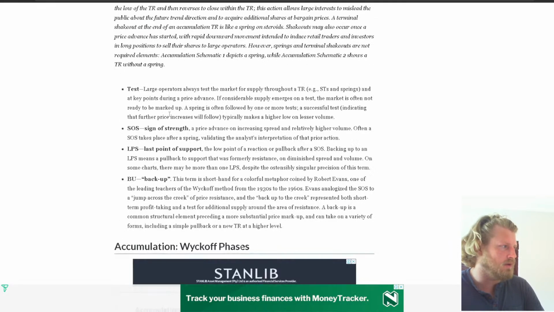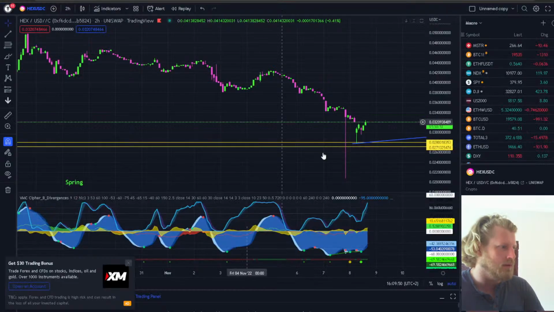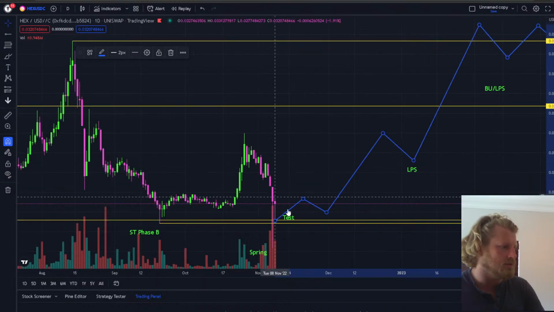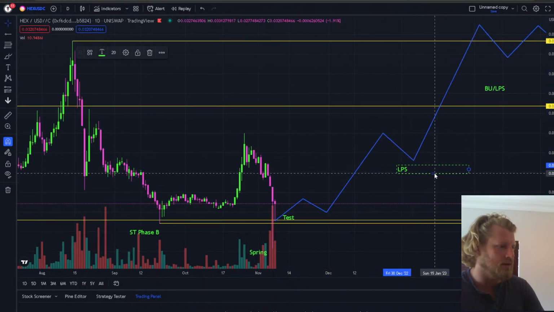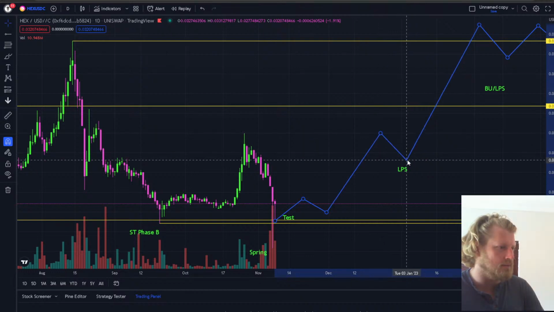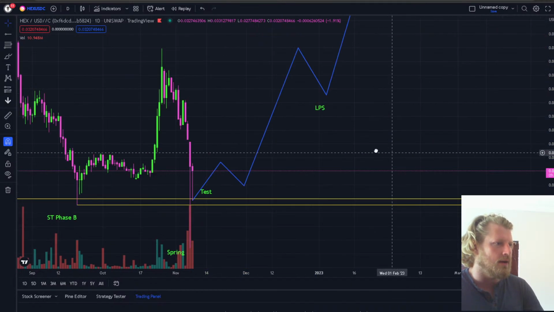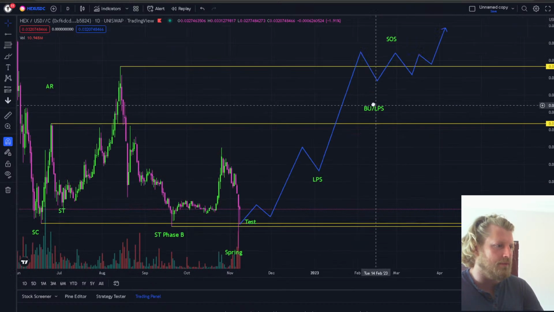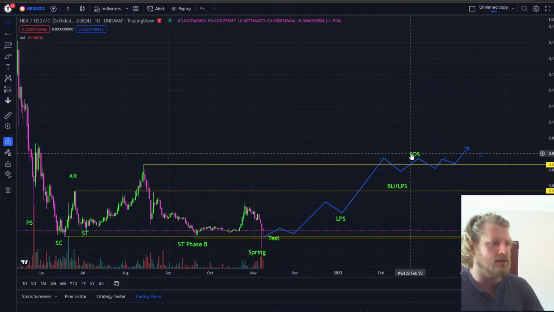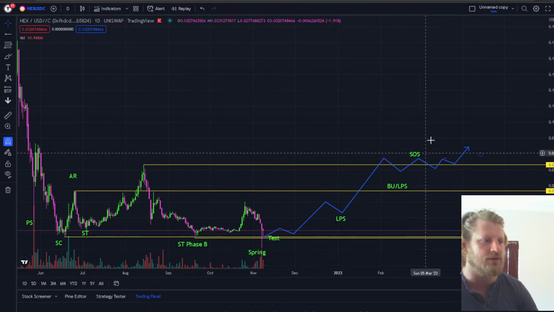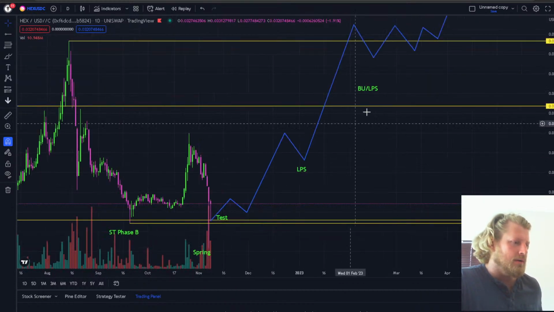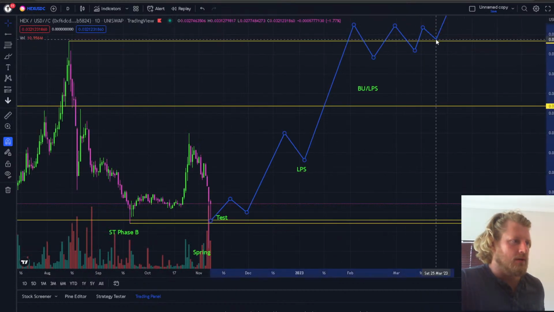The LPS is the last point of support, and I've drawn it in here for us on this chart, our LPS down here. This might be somewhere over here, and then you rally up to resistance and you start creating signs of strength up here. You get the support level up here with a retest over here, and off you go, right?